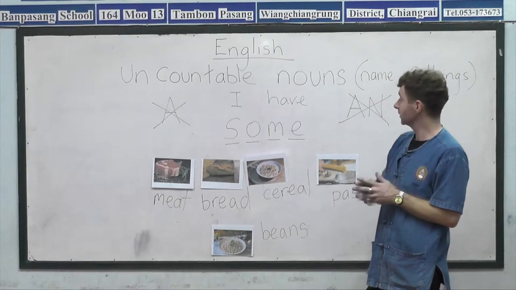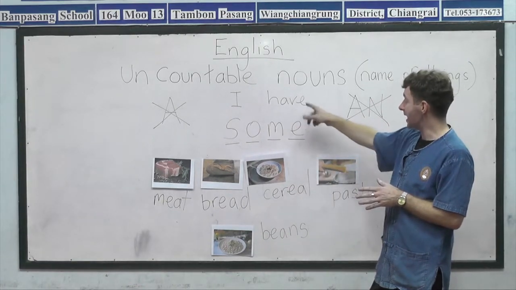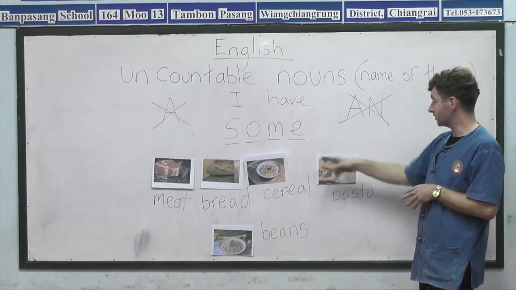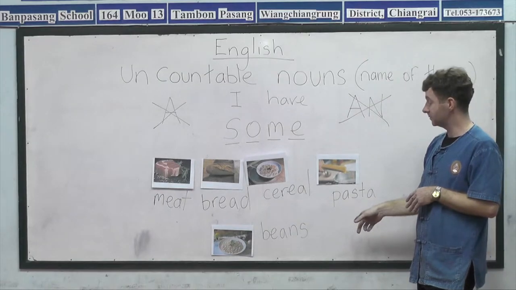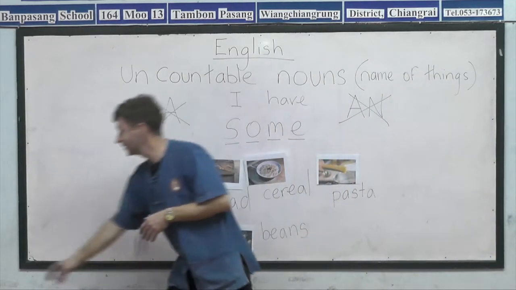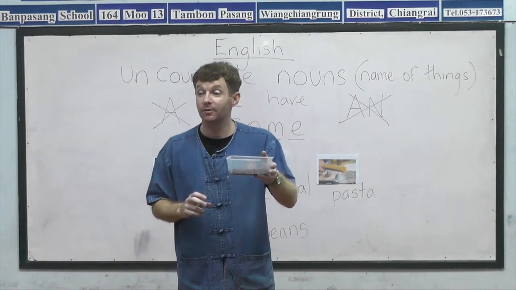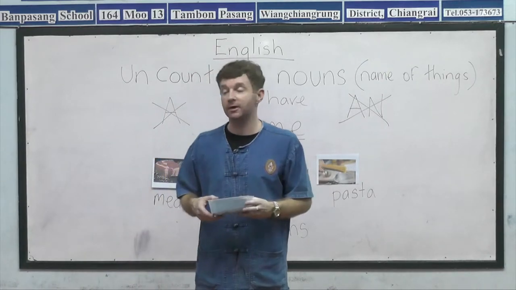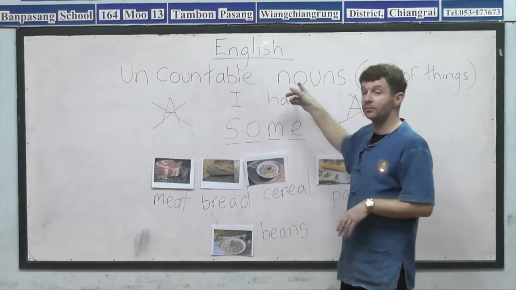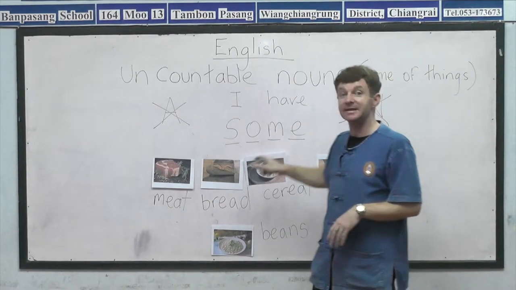I have some meat. I have some bread. I have some cereal. I have some pasta. I have some beans. I have some coffee. The word that we use with uncountable nouns is some. Excellent, guys. Well done.